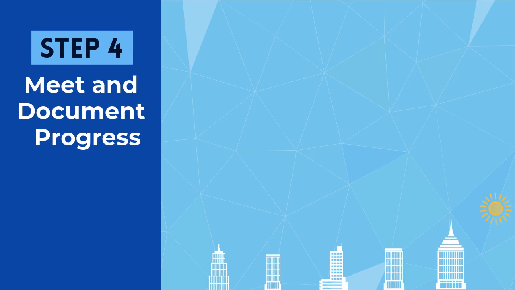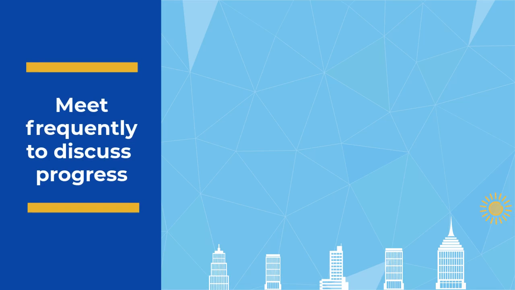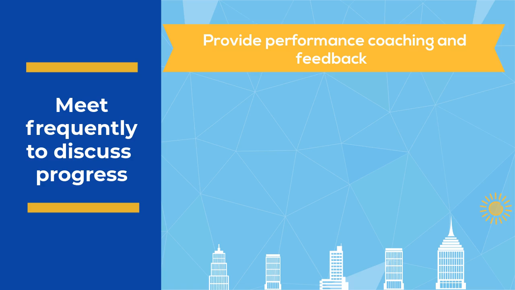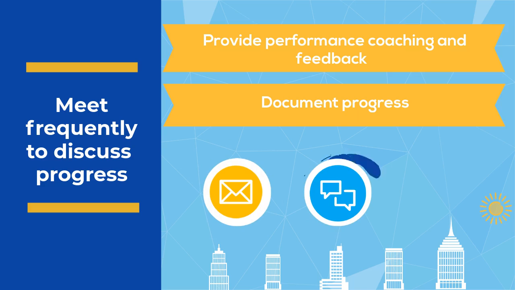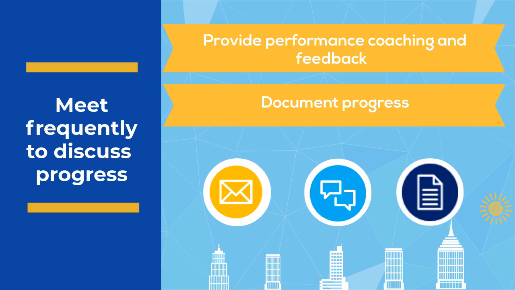Step 4 is to meet and document progress. During a PIP period, the supervisor and employee should meet frequently to discuss the employee's progress. Best practice is to meet on a weekly basis so that supervisors can provide regular performance coaching and feedback. The supervisors should document the progress or the continued performance deficiencies. Document progress against PIP requirements in an email, a written summary of verbal discussions, or a formal memo. If the discussion occurs in real time, capture it in an email and send it to the employee.